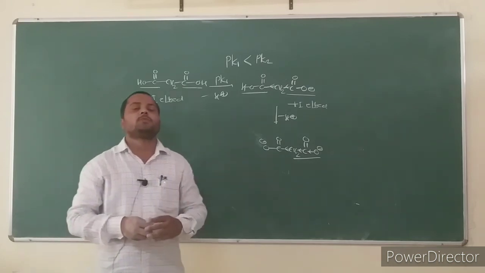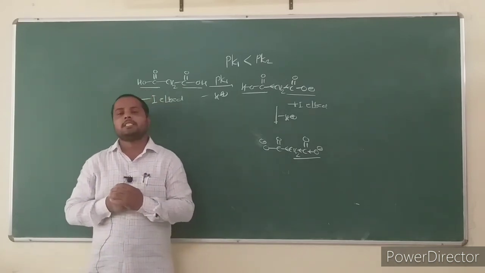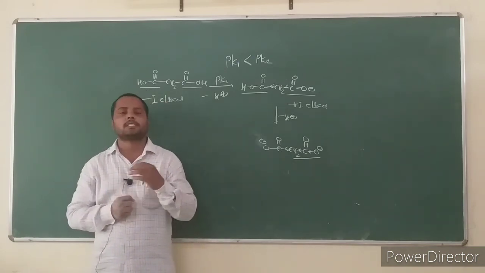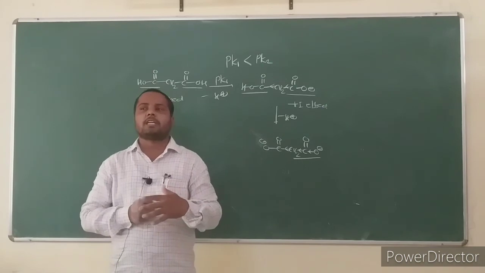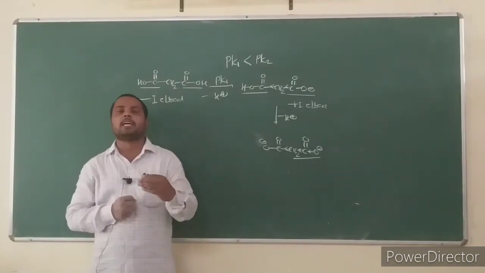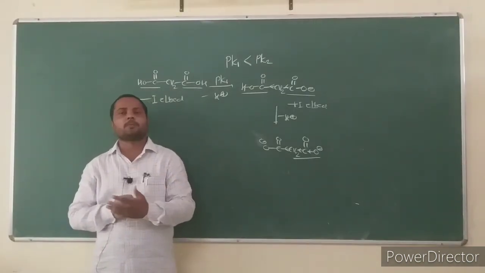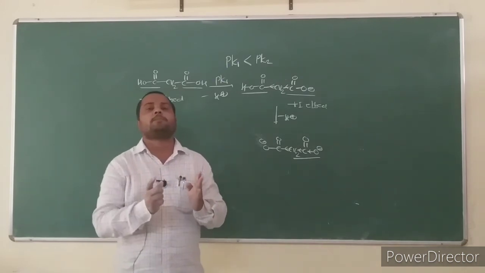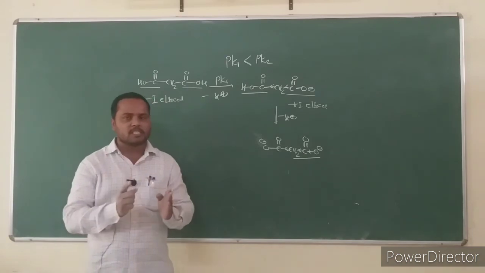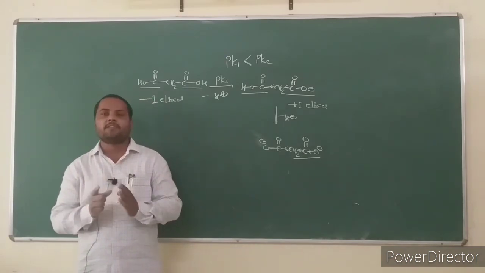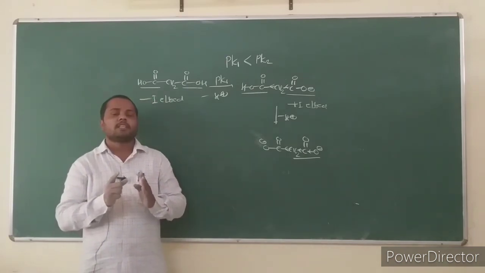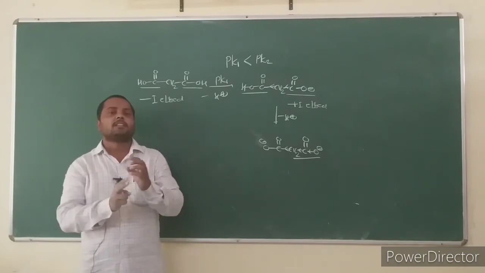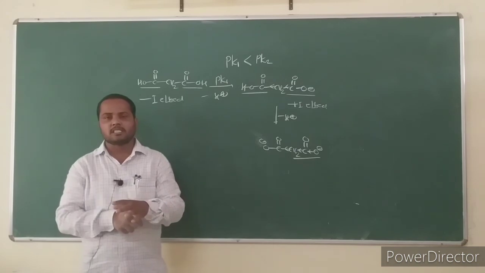In this lecture, we discussed the acid strength of dicarboxylic acids, aliphatic dicarboxylic acid and aromatic dicarboxylic acid. In aliphatic and aromatic dicarboxylic acids, as the distance between two carboxylic functional groups increases, the minus I effect decreases, and as the minus I effect decreases, the acid strength decreases.